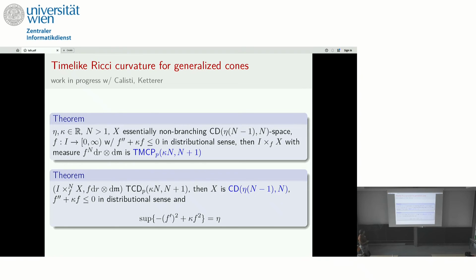And also in the converse direction we have a result that if you have a generalized cone with this reference measure, and this satisfies the time-like CD condition with kappa, n and dimension bound above by n plus 1, then X is a CD space where the Ricci curvature is bounded below by eta times n minus 1, and f is kappa-concave, where eta satisfies this condition here. So we can relate the curvature of the base to the curvature of the generalized cone and vice versa, similar to what we did for triangle comparison.